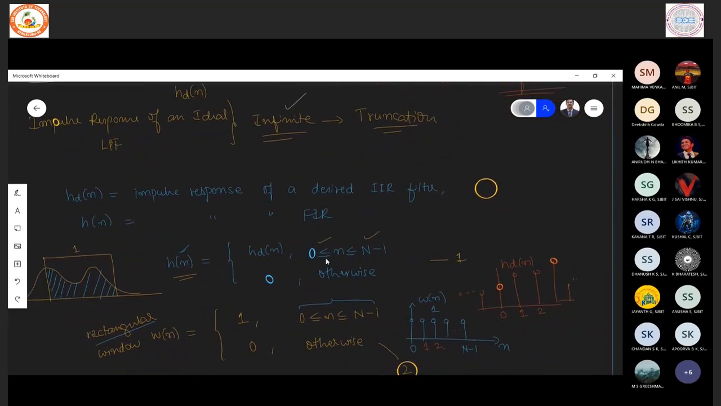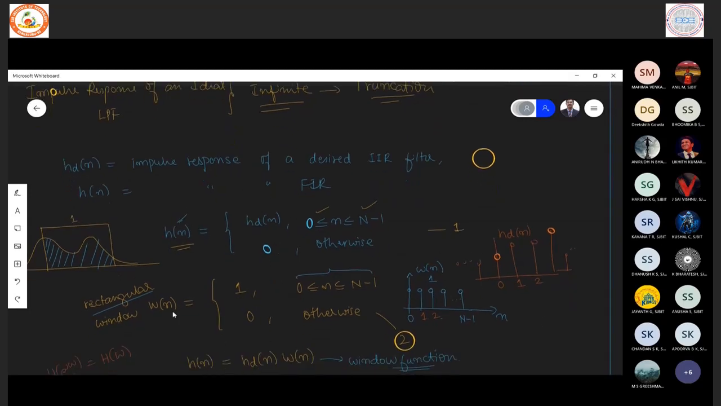If we take parts of HD of n, which is a sequence of values that may be of length infinity, and take selected points of n between 0 to N minus 1 and call that H of n, then definitely H of n is going to be finite, correct? So H of n is defined like this: its value is the same as HD of n in the range n from 0 to N minus 1, and it is 0 otherwise.